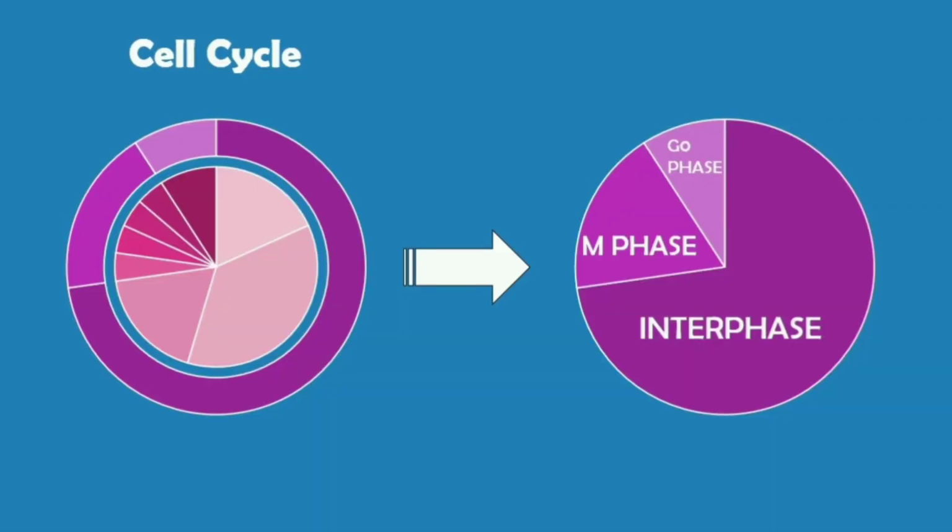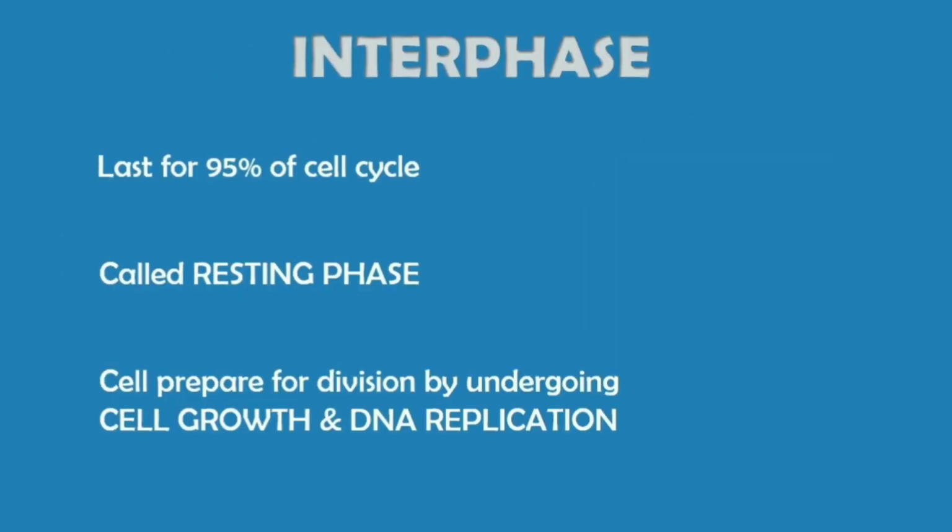The cell cycle consists of many events, so we will try to study it step by step. The major events of the cell cycle are interphase, M phase and G naught phase. The interphase lasts for more than 95% of the cell cycle. This phase is also called the resting phase because it is the time during which the cell is preparing for division by undergoing both cell growth and DNA replication.